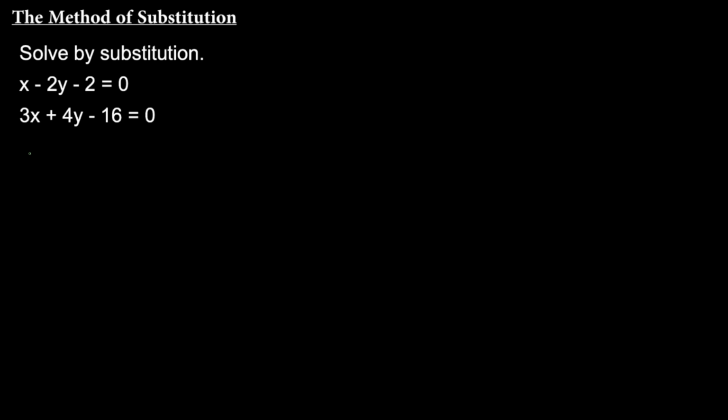Our fourth question is x minus 2y minus 2 equals 0, and 3x plus 4y minus 16 equals 0. We'll also be solving by substitution. So first, let's write out both equations. X minus 2y minus 2 equals 0. And on the right side, we have 3x plus 4y minus 16 equals 0. So it seems like it's probably easier to isolate x by itself. So let's do that.